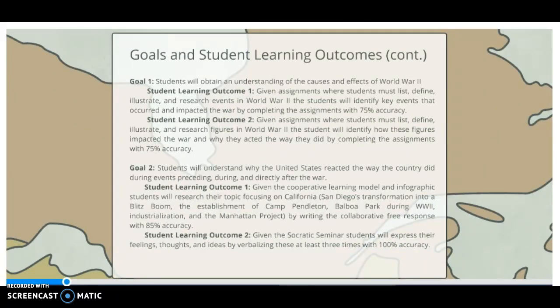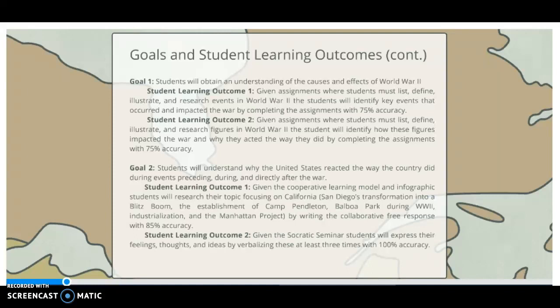So here you can see my goals and student learning outcomes. I'm just going to read my goals to you. Students will obtain an understanding of the causes and effects of World War II. And the second one is students will understand why the United States reacted the way the country did during events preceding, during, and directly after the war.